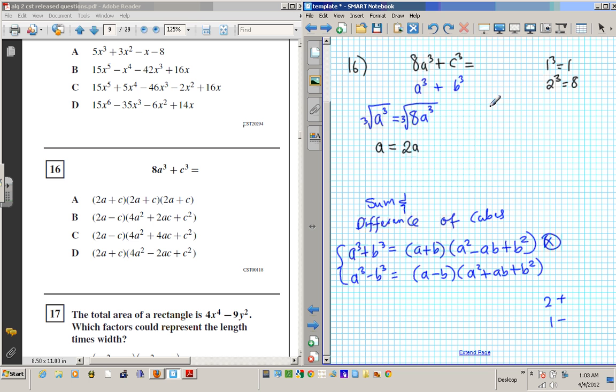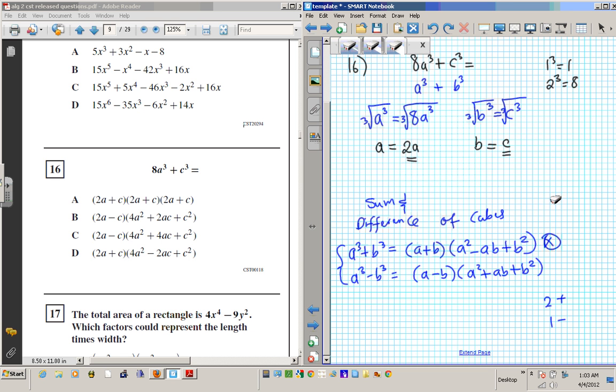Alright, how about the b part? I know that b to the third is c to the third. So what is b going to be? I need to cube root both sides. So the cube root of the second term should be what b is. The cube root of b cubed is b, and the cube root of c cubed is just c. So I'm going to plug in 2a and c into this formula to generate my result.